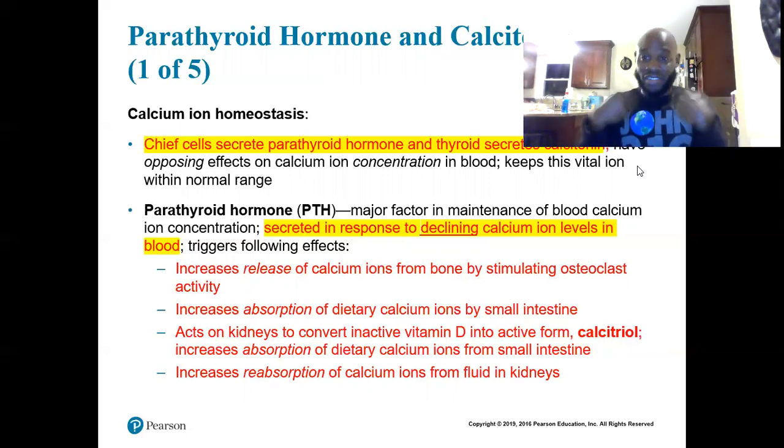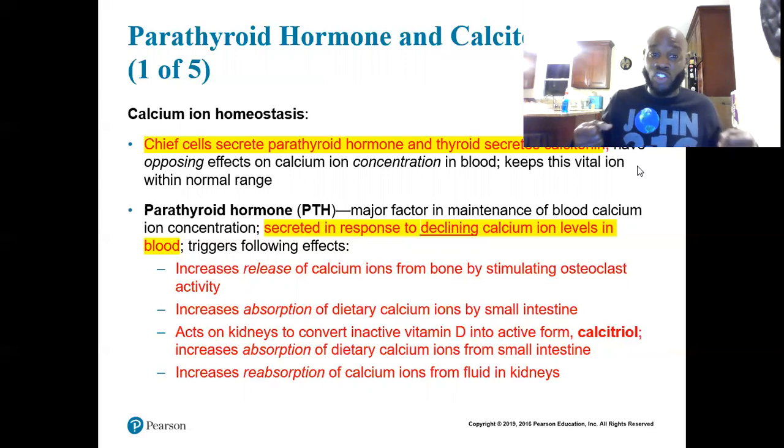So when you eat food that has calcium in it, it increases the ability of your small intestines to absorb that calcium from the food that you eat. Don't let it just come out in your poo. All right. It acts on the kidneys to convert inactive vitamin D into its active form, calcitriol, which increases absorption of dietary calcium ions from the small intestines as well. And it increases reabsorption of calcium ions from fluid in your kidneys.